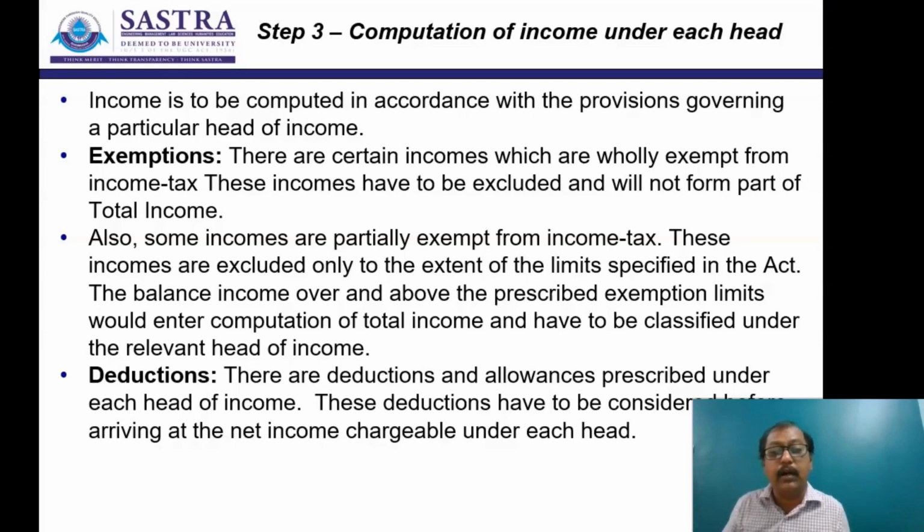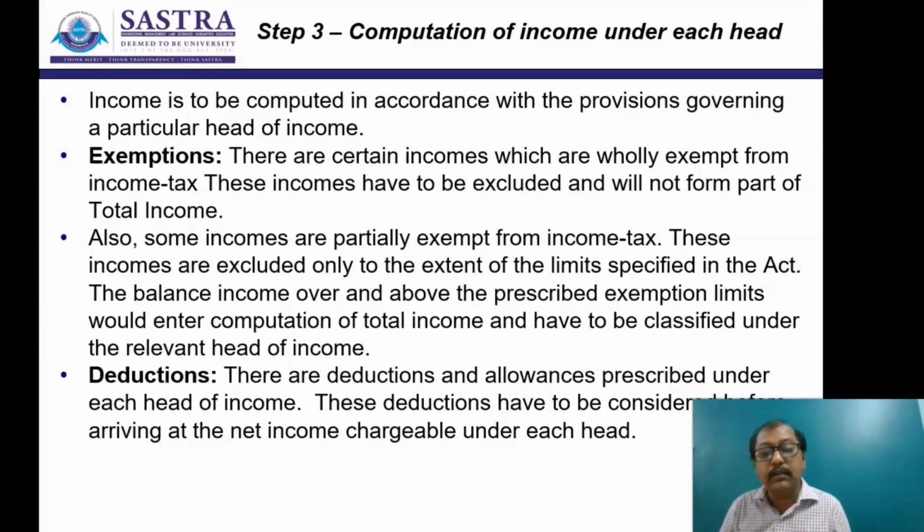Also, some incomes are partially exempted from income tax. These incomes are excluded only to the extent of the limits specified in the Act. For example, let us say housing allowances. Some of the allowances are going to be completely taxable, some of the allowances are partly taxable. So you will have to classify those things under different heads, and you should take into consideration only those parts that are going to be taxable on a person.